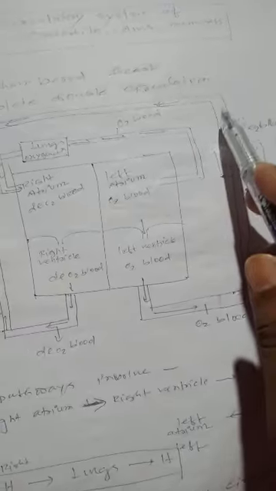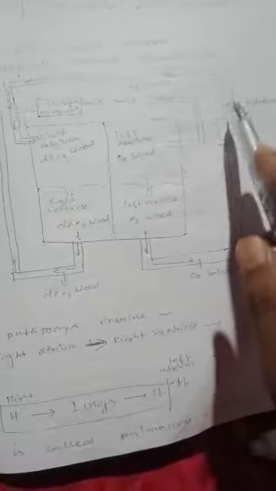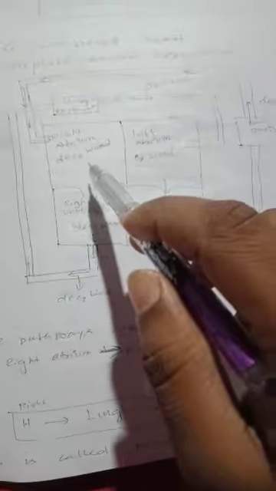Circulatory system of crocodiles, aves and mammals: four-chambered heart, complete double circulation. Deoxygenated blood from body parts through blood capillaries enters into the right atrium. From the right atrium, deoxygenated blood enters into the right ventricle.